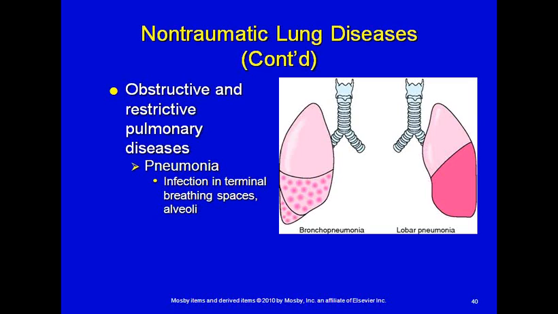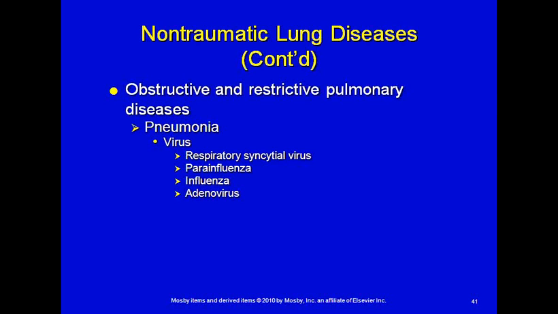Pneumonia is another obstructive and restrictive pulmonary disease, and pneumonia is an infection in the terminal breathing spaces or the alveoli. So you can have bronchial pneumonia, which is pneumonia in the alveoli, or lobar pneumonia, which infects an entire lobe. Now, pneumonia can be the result of a disease.